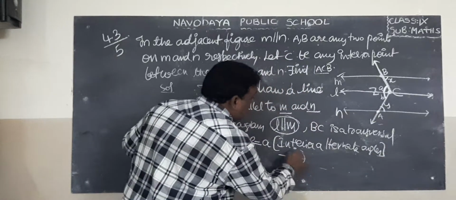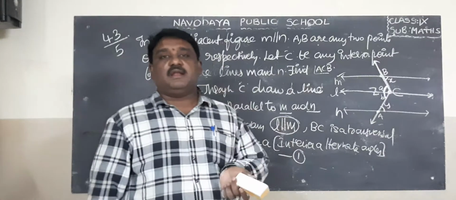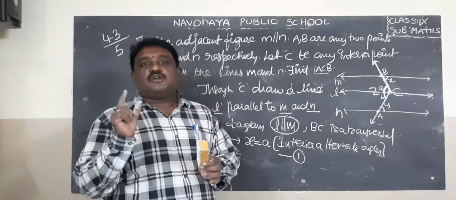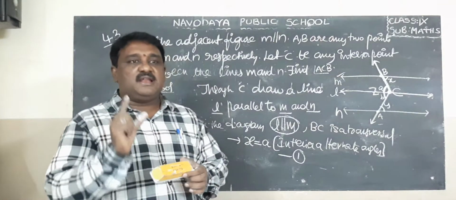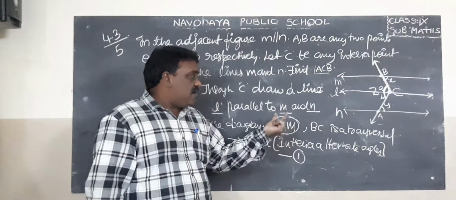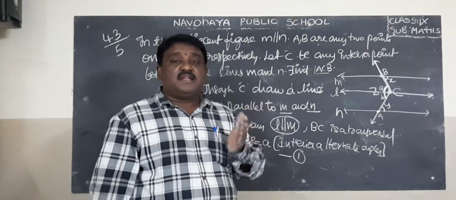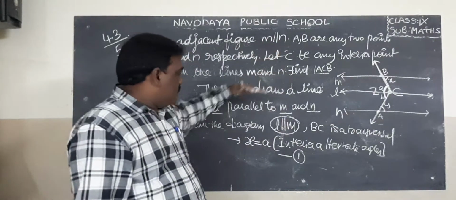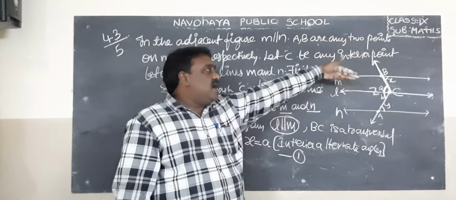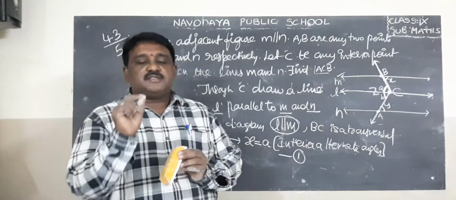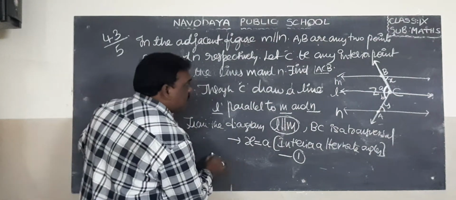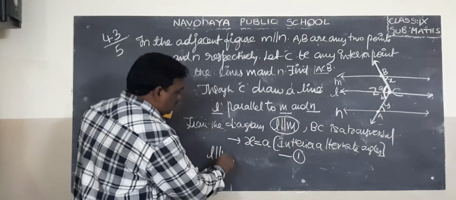Why are interior alternate angles equal? Because the lines are parallel. You have to know everything. Because the lines are parallel and there is a transversal, automatically interior alternate angles are equal. See the diagram once. L is parallel to M and BC is a transversal. What are the angles that lie between L and M? There is some angle X, there is some angle A. Automatically both are equal because they are interior alternate angles. First equation.